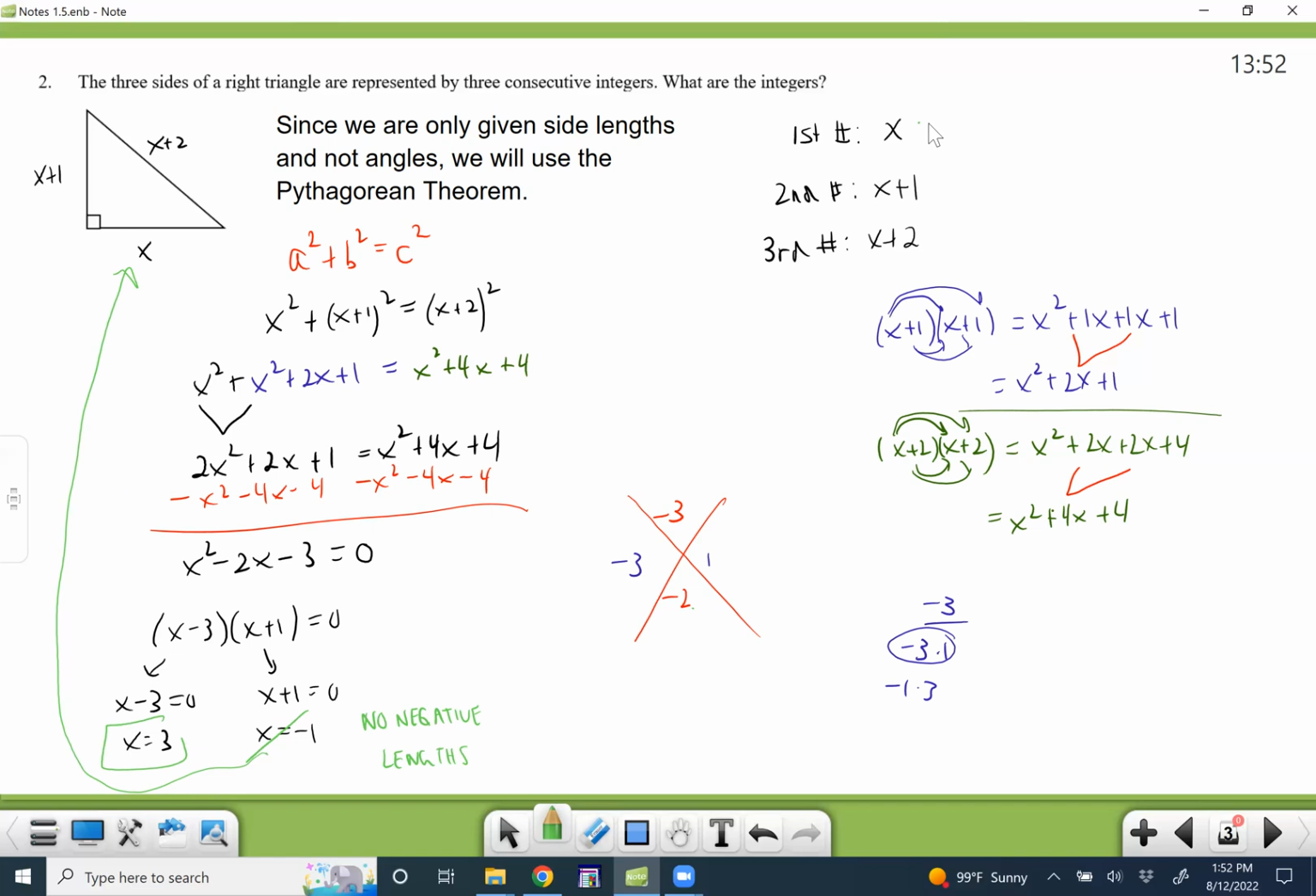So we go back up here to the top and we plug in X equals 3. So the first one's 3, the next one's 3 plus 1, so it's 4. And the next one's 3 plus 2, so it's 5. So it looks like the side lengths of our triangle are going to be 3, 4, and 5. I don't know what we're measuring with. It doesn't say yards, meters, feet, whatever. So I'm just going to leave it without any units, okay?